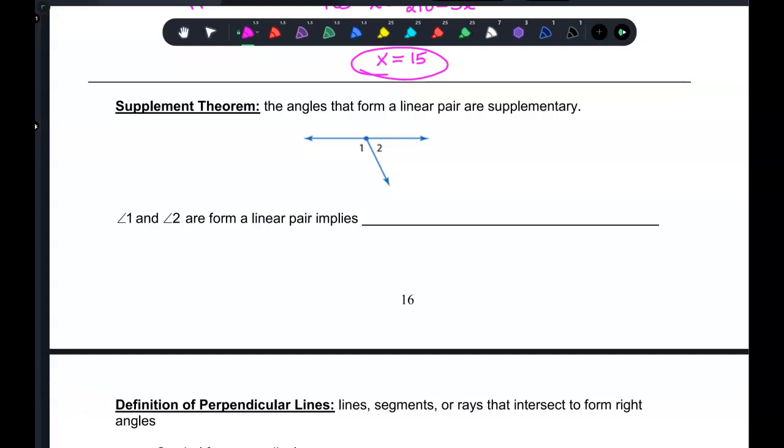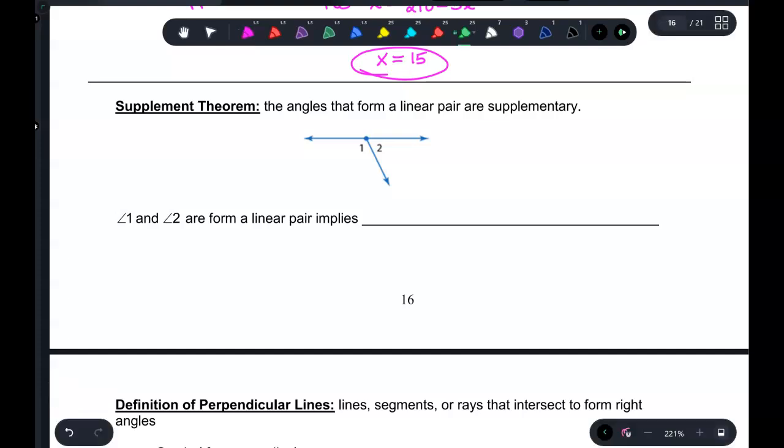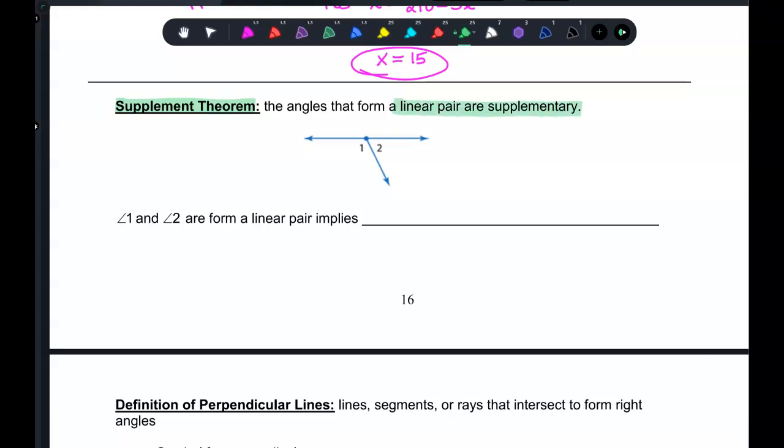Supplement theorem. These are going to be angles that are linear pairs are going to be supplementary. Okay, hopefully that makes sense. Do you see how they make a straight line? Remember, a straight line is how many degrees? 180. So if it's 180, that means it's supplementary.